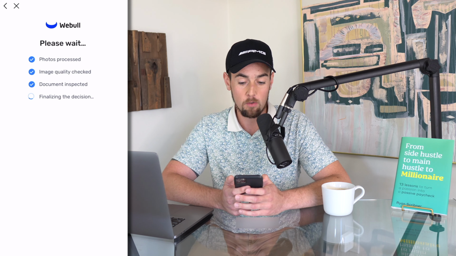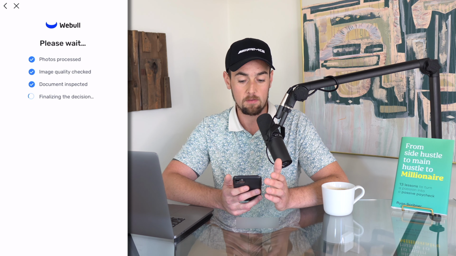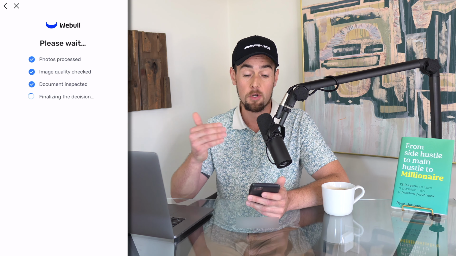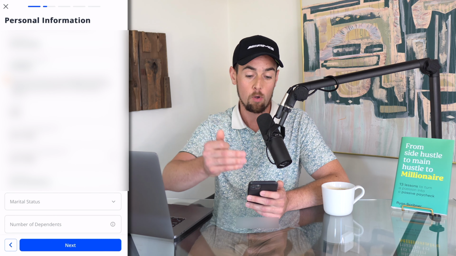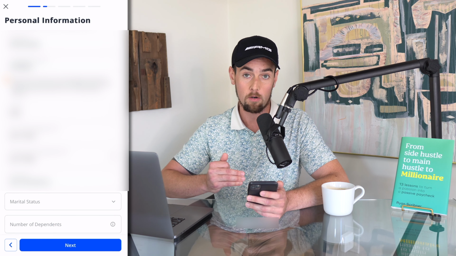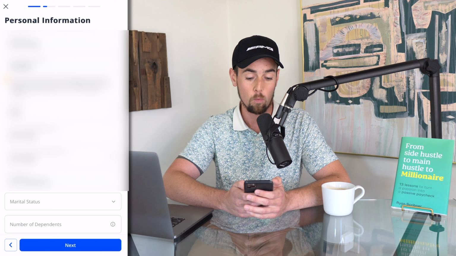And now it's telling us what they're doing here. So they're processing the photos, checking the image quality, looking at the documents, and then this should happen near instantaneously, assuming it's able to view all of your information. And the cool thing is this is actually able to pull the information from the ID card now to finish opening up our Webull account.